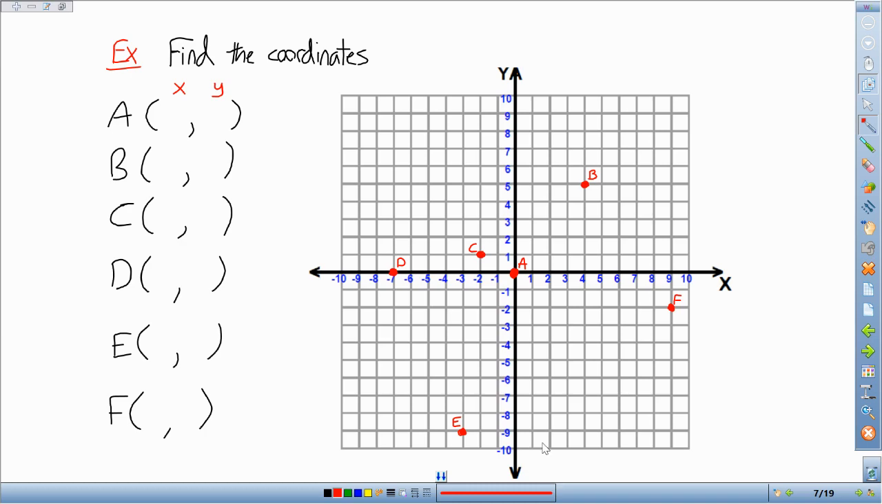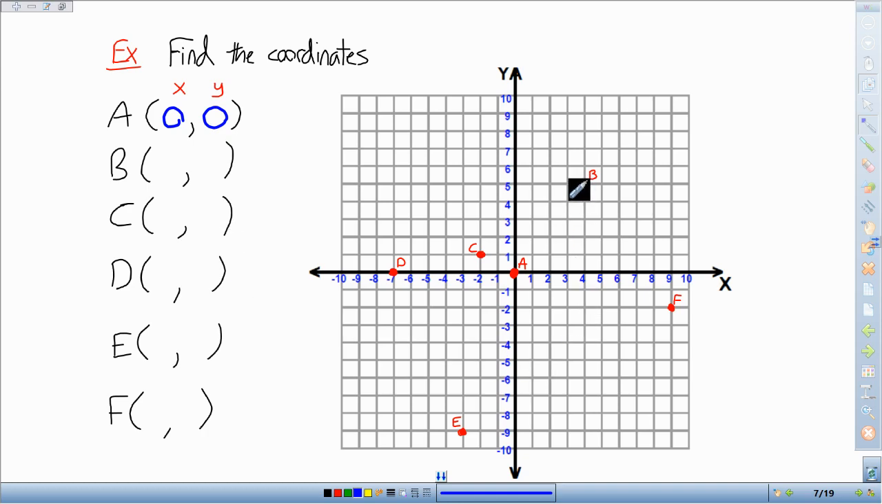Okay, so find the coordinates. This is basically having us do the opposite of these last problems. So go ahead, draw yourself another graph, or on your next graph, if you printed it out, go ahead and plot these points here and we'll find their coordinates. All right, so first one, A, this point A, if you guys notice, it's at the origin. 0 on the x, 0 on the y.